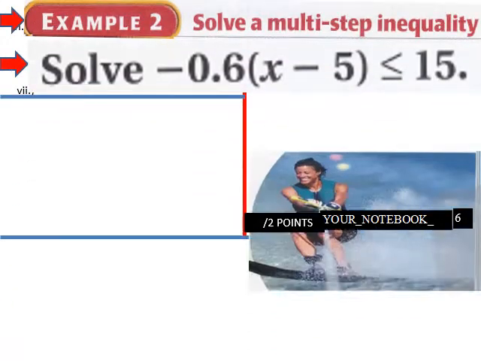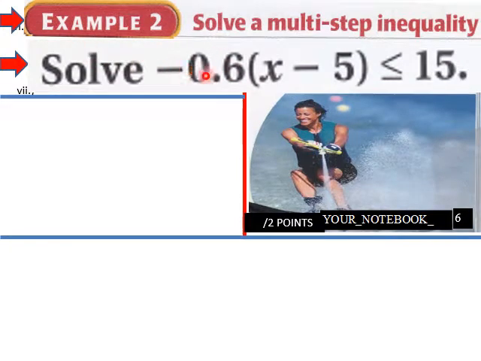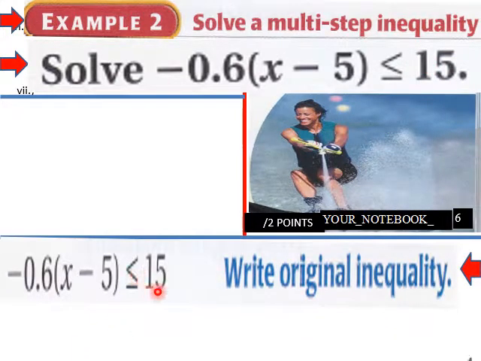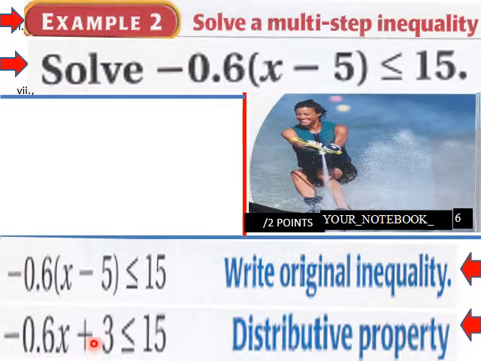Okay, example 2, solve a multi-step inequality. Solve negative 0.6 times this quantity here, less than or equal to 15. So write the original inequality, and then distributive property. Now we're going to multiply through here. 0.6 times x, and then 0.6 times negative 5. We get negative 0.6x plus 3. Negative times negative is positive.